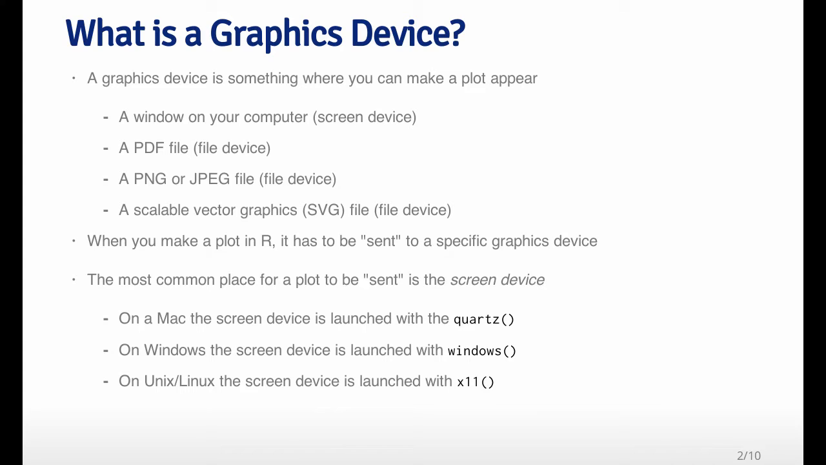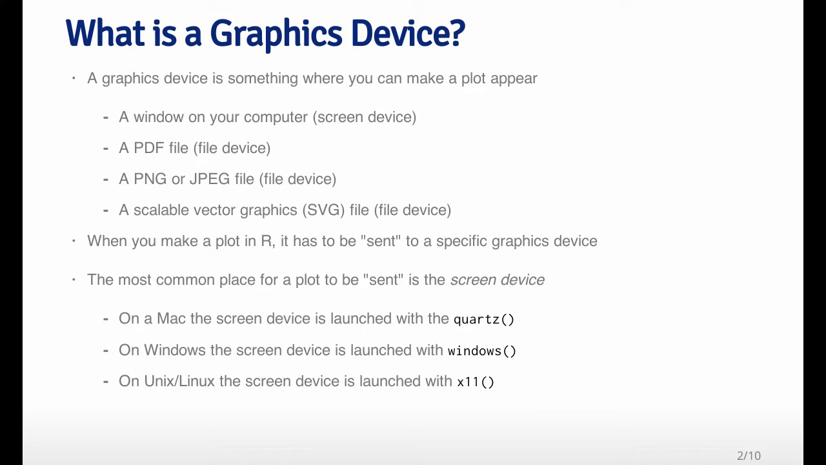Other places where you might want to send a plot include things like files. Files come in a variety of formats. You can have a PDF file, a PNG file, a JPEG file, or a scalable vector graphics SVG file. There are a lot of different file devices that you can choose from, and you can send a plot to those files. Anytime you make a plot in R, it has to be sent to a specific graphics device. Otherwise, there's no way for it to be generated.